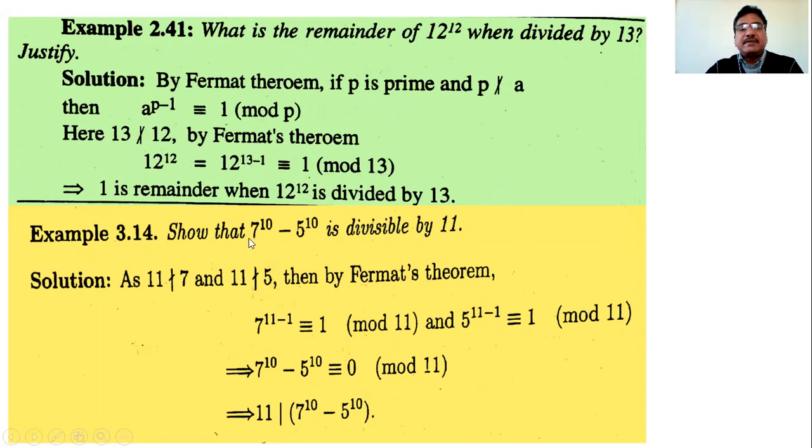So, show that 7 raised to 10 minus 5 raised to 10 is divisible by 11. That is, the remainder is 0. Showing that this number is divisible by 11 means the remainder is 0, whereas in the earlier problem the remainder was 1.